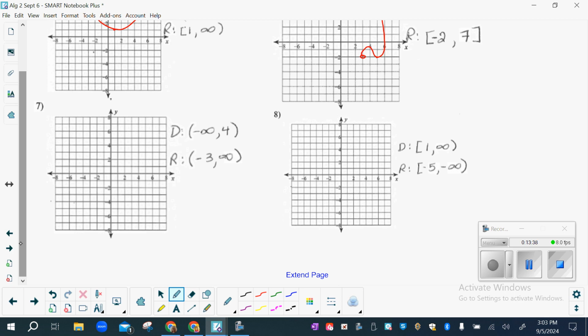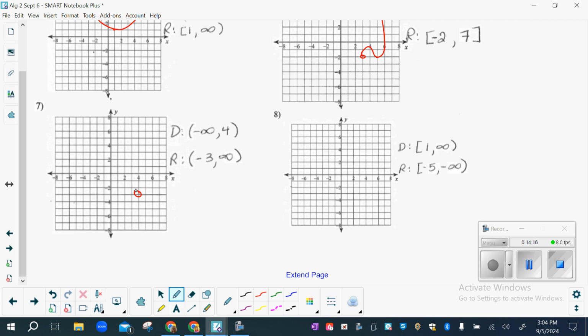Okay, what about number 7? This one I think is a little easier. Let's just start on number 7. Can we start at a point? Y value of negative 3, x value of 4. So 4, negative 3, open or closed? Open. Open because of the parentheses here and the parentheses here.